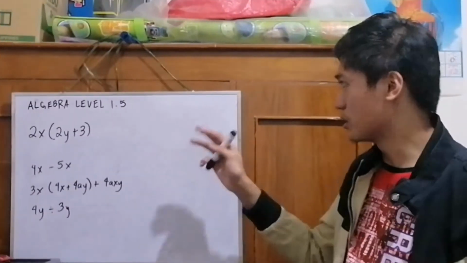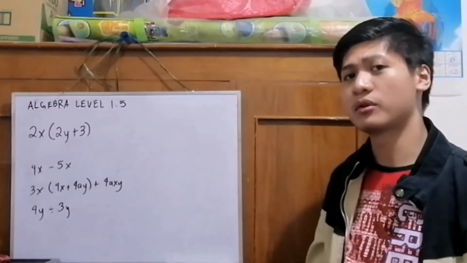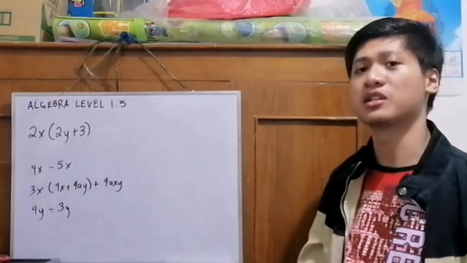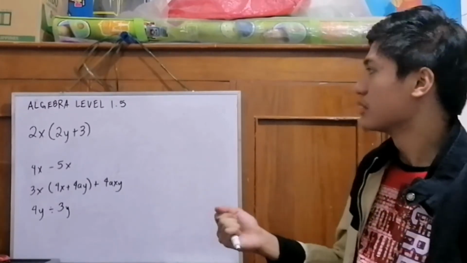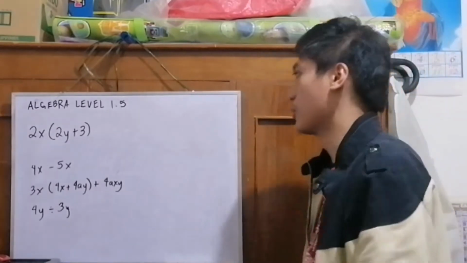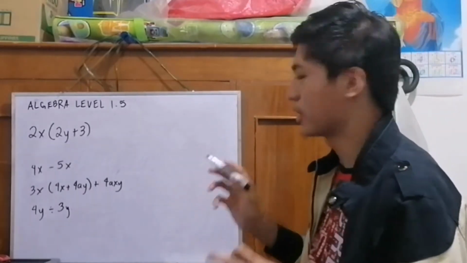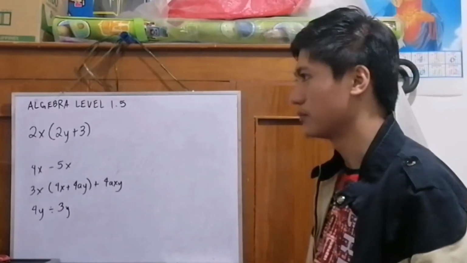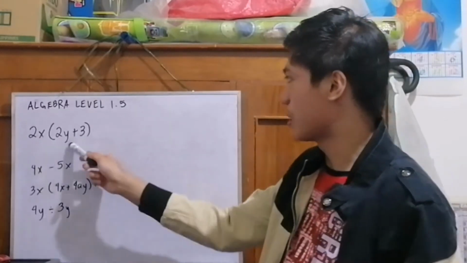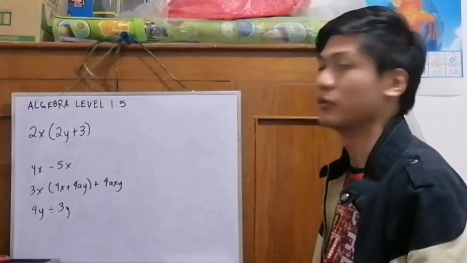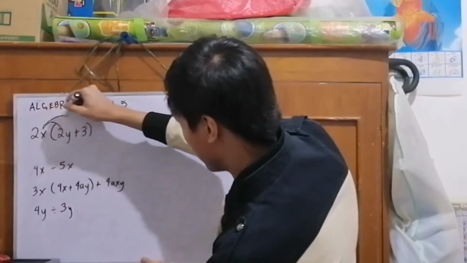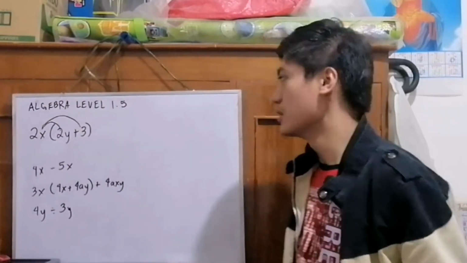Now let us have algebra level 1.5. For algebra level 1.5, we are going to answer the following problems without the use of algebra disk. Now let's start with problem number 1, that is 2x multiplied by the quantity of 2y plus 3. Since there is distributive property that must be applied here, we're going to do it. Now let us draw an arrow here and here.